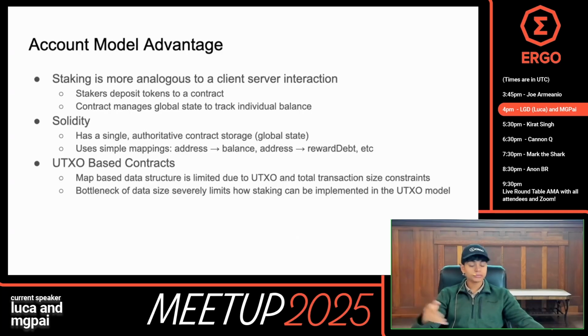You can only deal with a specific amount of UTXOs per transaction. And then on top of that, you also got the block size limit, right? So you can only have a certain amount of transactions per block. So a lot of bottlenecks here.